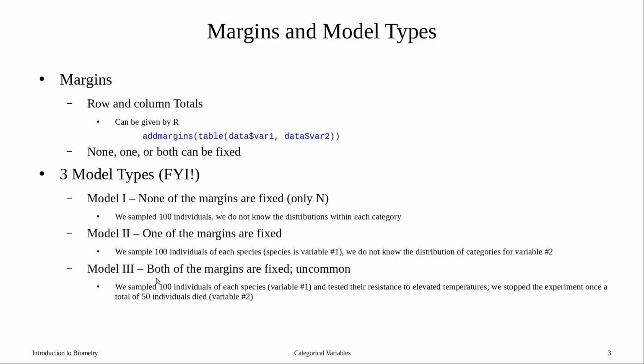For a Model 3 contingency analysis, both of our margins, the rows and the columns, are fixed. So if we sampled 100 individuals of each species for the first variable, and then we measured the second variable as whether or not individuals lived or died, and we stopped our experiment once we had 50 individuals die, then our null hypothesis assumes that we will have a total of 100 individuals for each species and 50 individuals dying for that second variable.